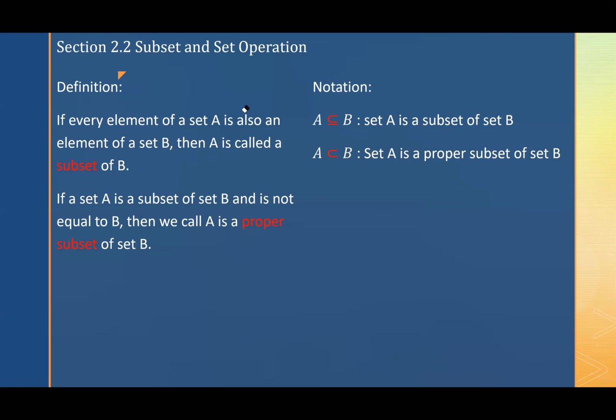In this class, we have that indirect relationship. When they are not equal, we tell them that they are a proper subset. When they are equal, they are not proper. They can only be a subset, okay?